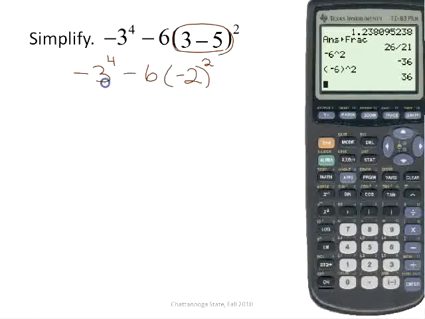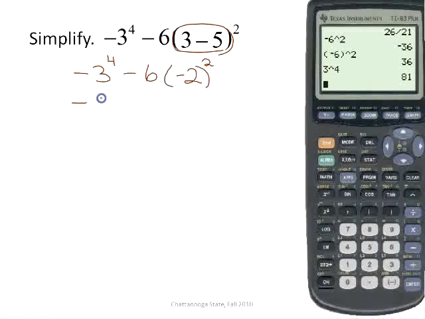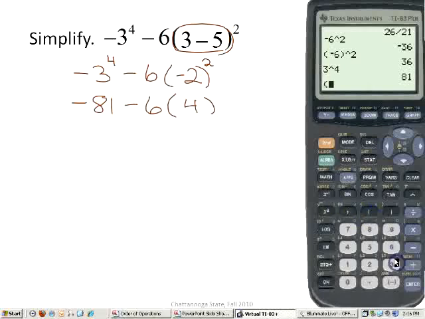Now, I did the parentheses. My next step would be to do the exponents. So here the negative is not included with the exponent. So this is a negative 3 to the 4th power. So that would be 3 raised to the 4th power is 81. So I have a negative 81 minus 6 times, let's see, negative 2 squared means negative 2 times negative 2. So that would be 4. If you needed to put that in your parentheses, I hope you don't, but if you do, you can do it like that.